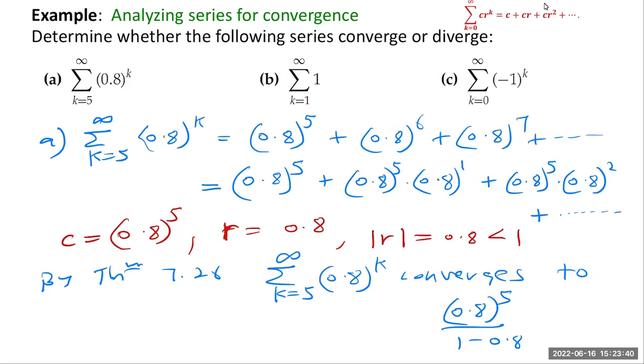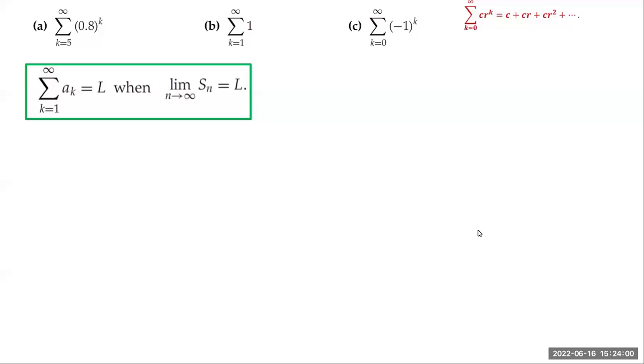What about the second one? Second part. For the second part, I'm going to determine whether the series converges. Remember, a series converges only if its sequence of partial sums converges, right? So I'm going to find the corresponding sequence of partial sums for this series. If the sequence of partial sums converges, then my series also converges. If the sequence of partial sums diverges, then my series also diverges. So let me find the sequence of partial sums for this series, part B.